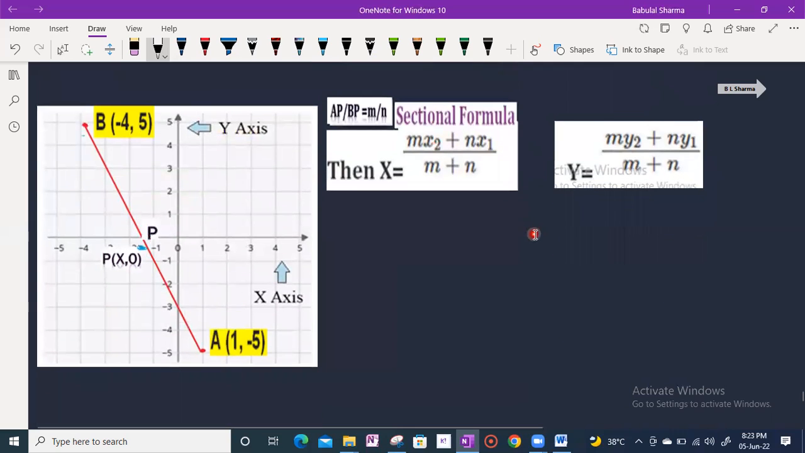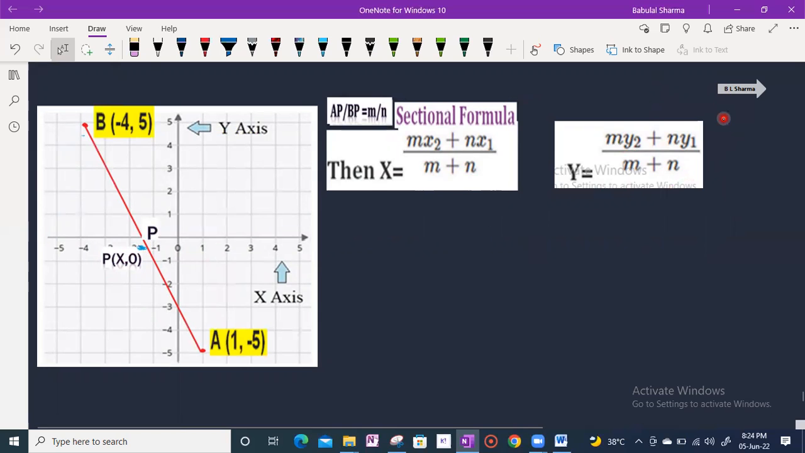See here, this is the section formula. Here एक बहुत इंपॉर्टेंट चीज ये है कि x कोऑर्डिनेट के लिए ये फॉर्मूला है, that is mx2 plus nx1 upon m plus n, and for the y coordinate that is equal to my2 plus ny1 upon m plus n. स्टूडेंट यहाँ पे गिवन क्या है इस पॉइंट का? Here y coordinate is given, that is why we have to use this formula.